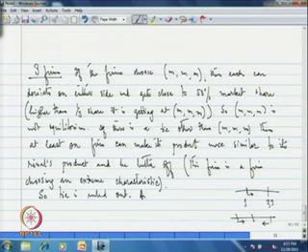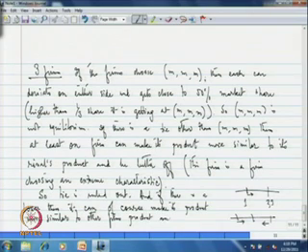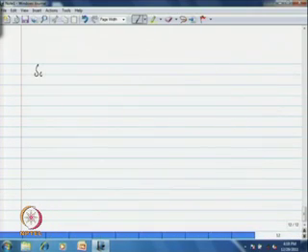Tie is ruled out, and if there is a loser, if there is no tie, then it can of course mimic or make its product more similar to the other firm's product, and be better off. So, therefore, we see that there is no Nash equilibrium in this game.